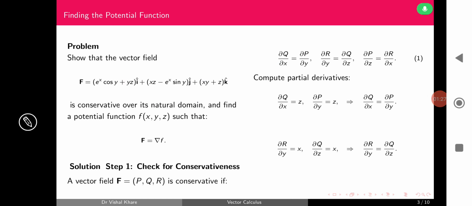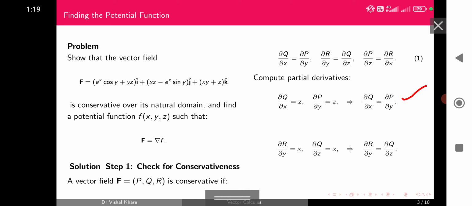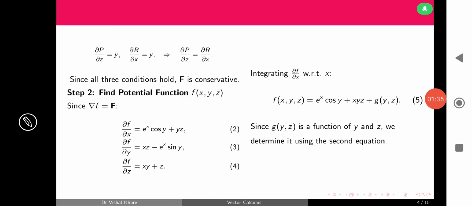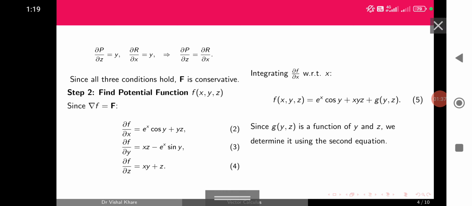So we'll check these conditions. Here you can see these two are equal. Again, these two are also equal, and these two are also equal. So since all three conditions hold, F is conservative. Now we'll find the potential function f.